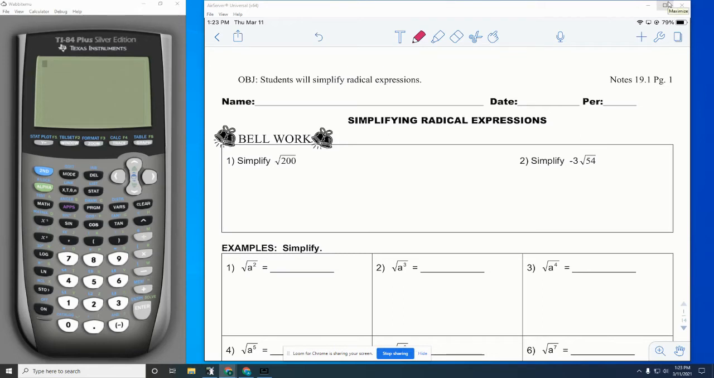This video covers notes 19.1 on simplifying radical expressions. So the first thing we're going to do is refresh our memories on how we simplify square roots, because we did this back in the fall.